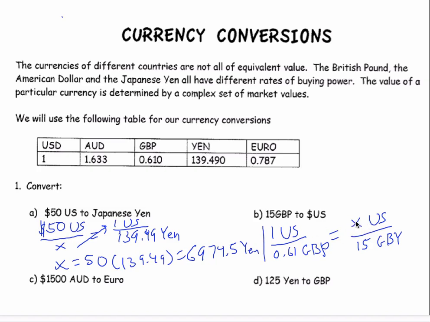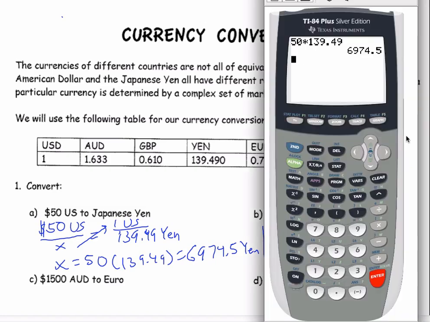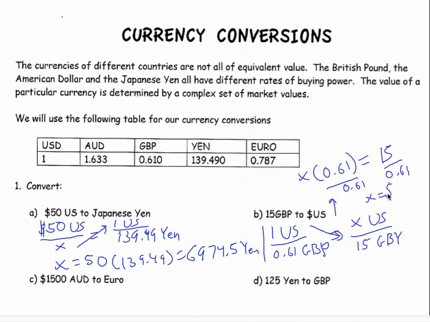So I'm going to cross multiply. We're going to have x times 0.61 equals 15. So then you divide by 0.61, divide by 0.61. X equals 15 divided by 0.61, which equals 24.59. So that's $24.59.